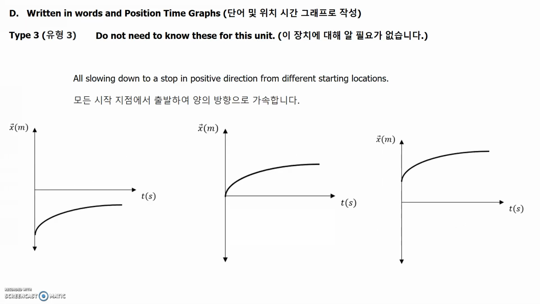For all of these, they're going to be slowing down to a stop in the positive direction, starting at different locations. So on the far left, it's starting behind the origin, and it's slowing down in the positive direction to a stop. In the middle, starting at the origin, and it's slowing down to a stop in the positive direction. In the far right, it's starting in front of the origin, and it slows down as it moves in the positive direction to a stop. Again, none of these do you need to know.